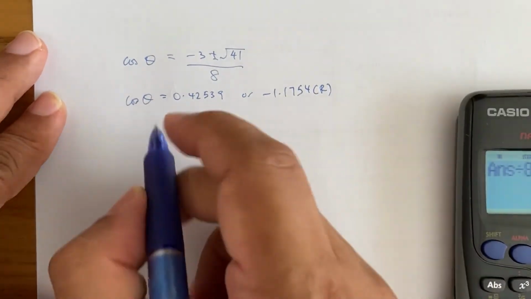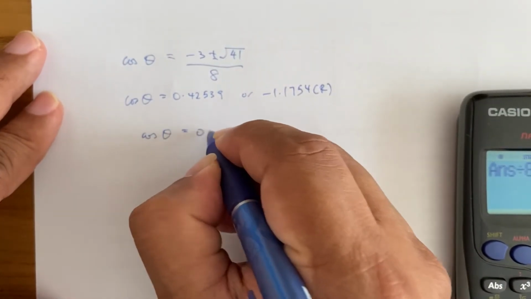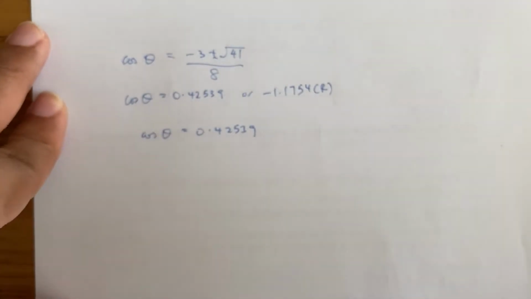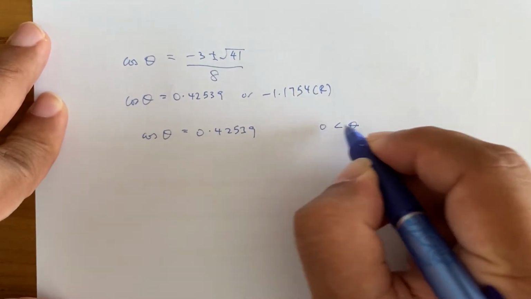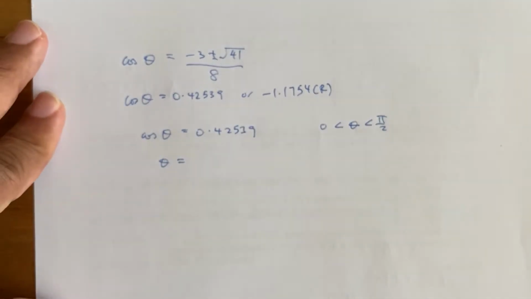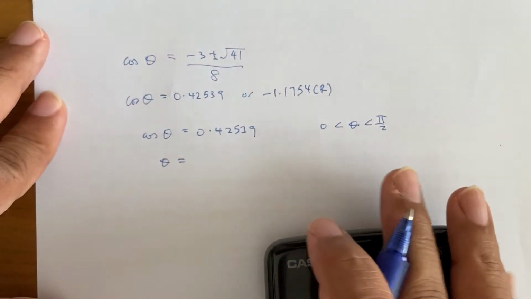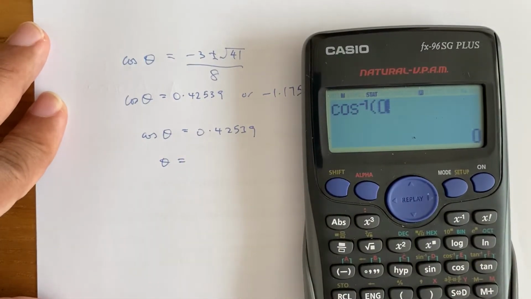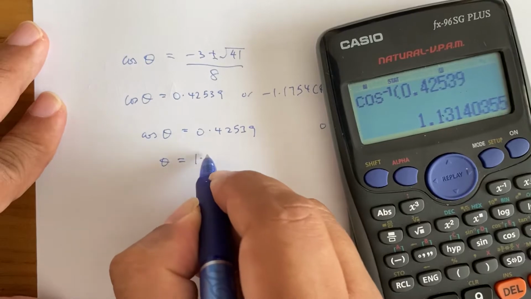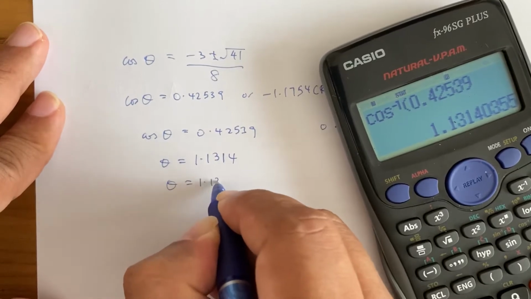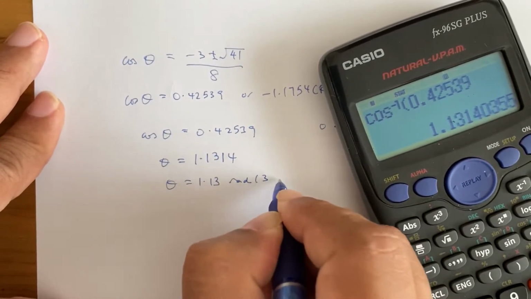So I only have to deal with cos θ is 0.42539. Now I know from the problem that there is a restriction on θ, 0 to π/2. That means it's the first quadrant, right? So I need to give the answer in radians. So inverse cosine of 0.42539, I'm going to get 1.1314. θ will be 1.13 radians, 3 SF.